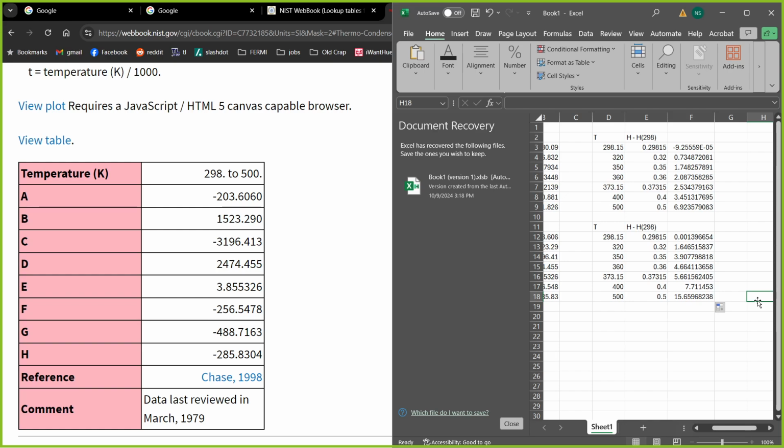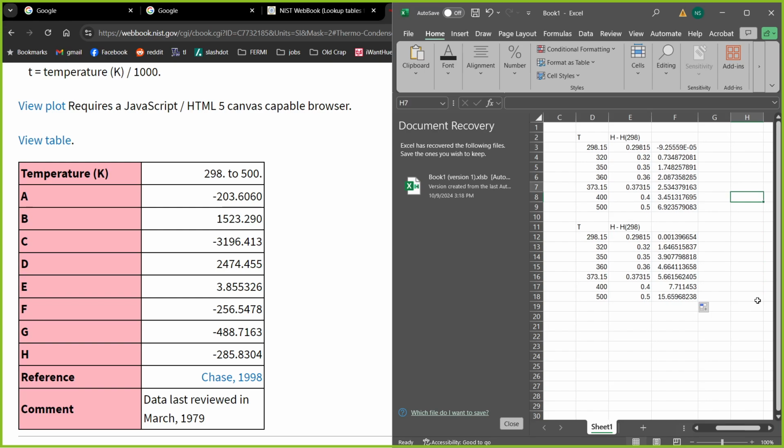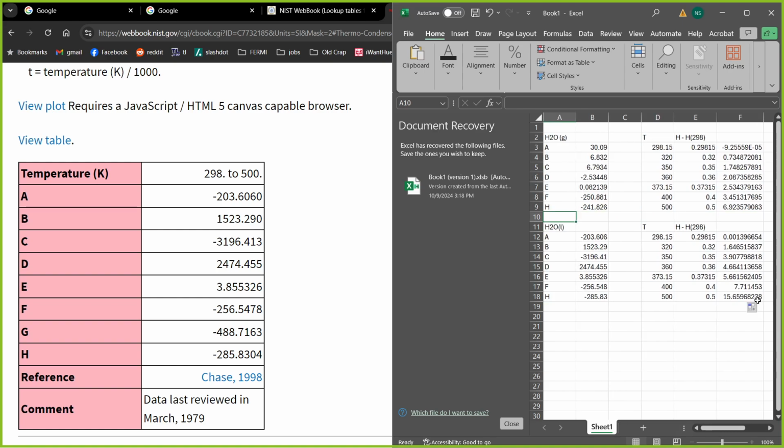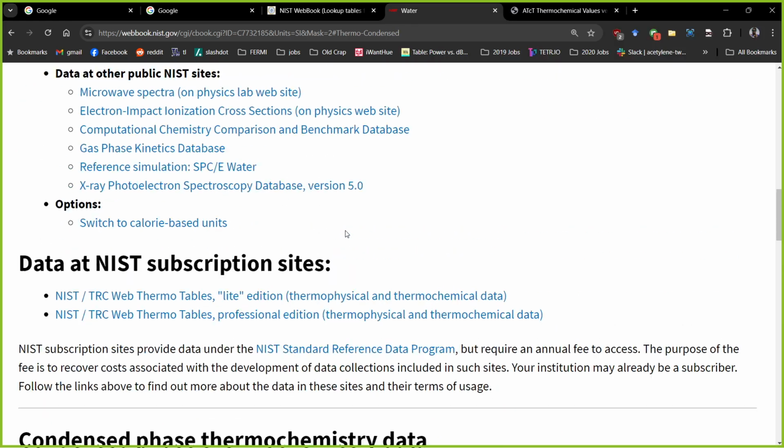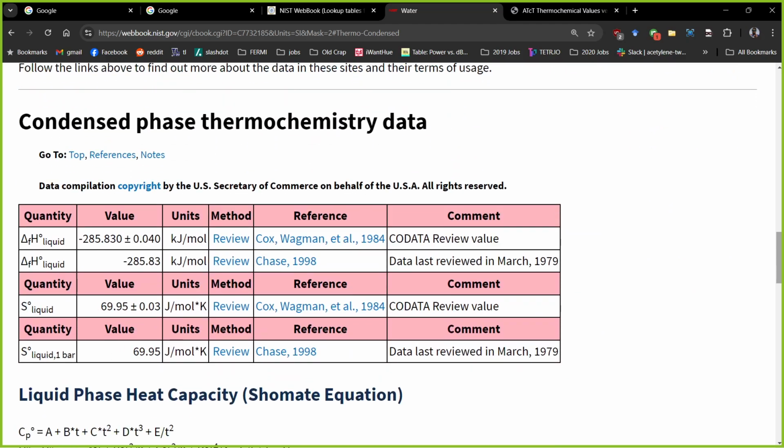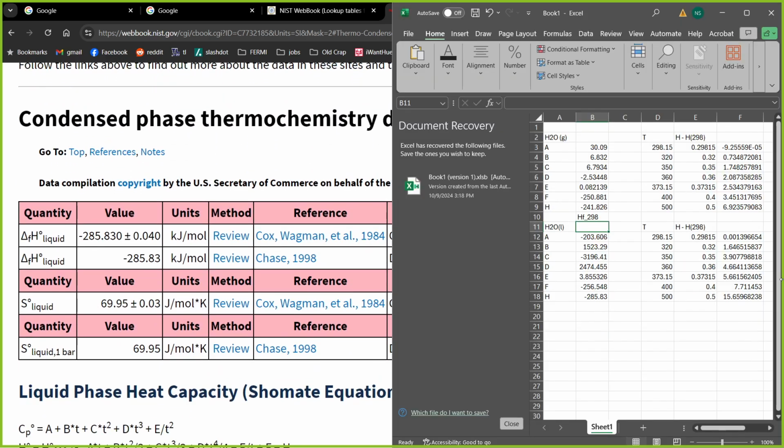Okay, and so now we have everything we need to calculate the enthalpy of vaporization. The only thing we don't have is the actual enthalpies at 298, which we just get from our tables. So the HF at 298, I'll just put it down here, right? We just have to scroll up to the top. Condensed phase is minus 285.830.